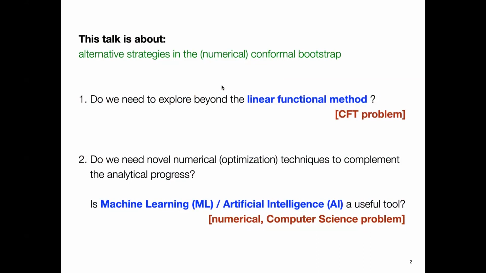And the question is whether we can use some of the recent progress in data science and computer science to accelerate the things we learn in conformal field theory and quantum field theory in general. So a partial question here is, is machine learning or artificial intelligence a useful tool? And I will try to touch upon that with specific examples during my talk.